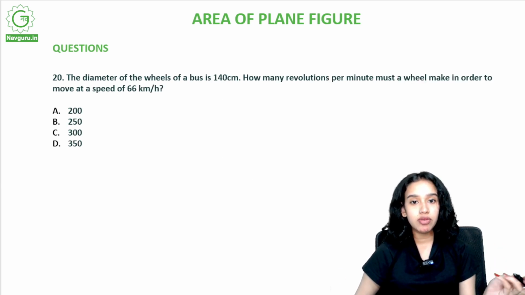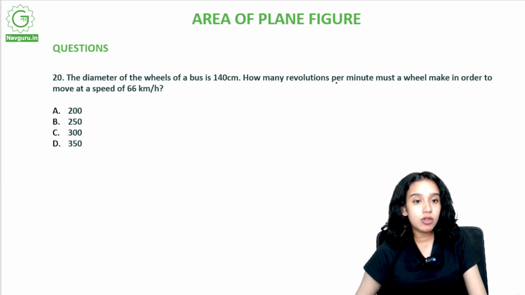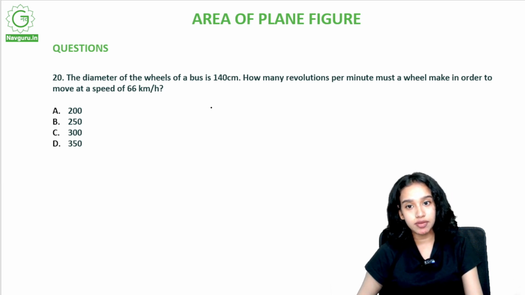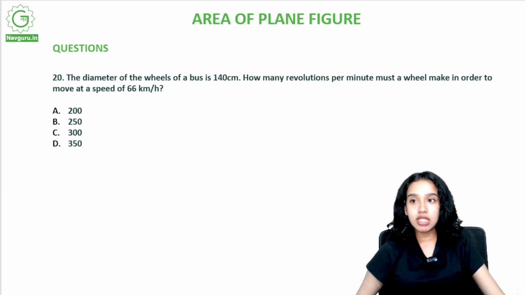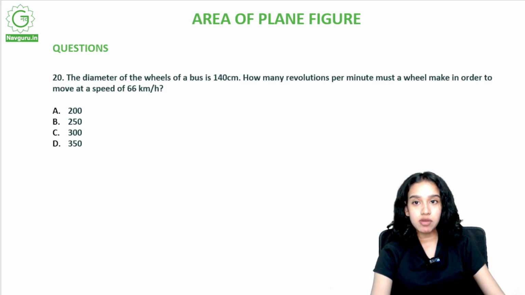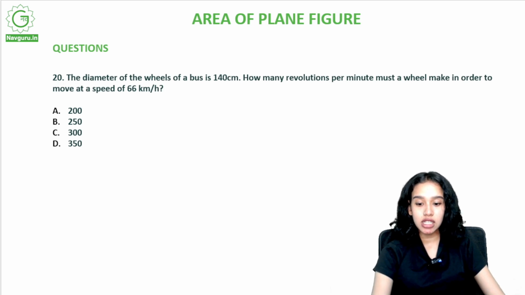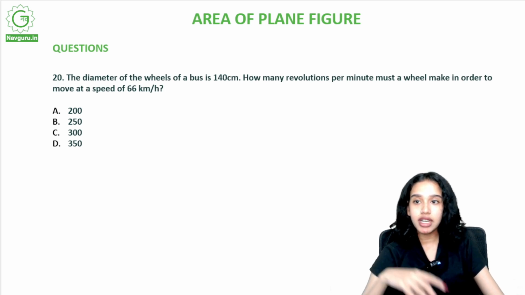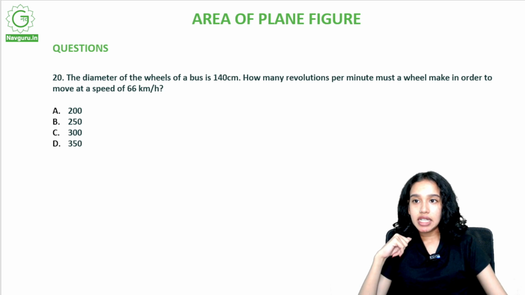The diameter of the wheel of a bus is 140 centimeters. How many revolutions per minute must a wheel make in order to move at a speed of 66 km per hour? Right? So let's solve this question.